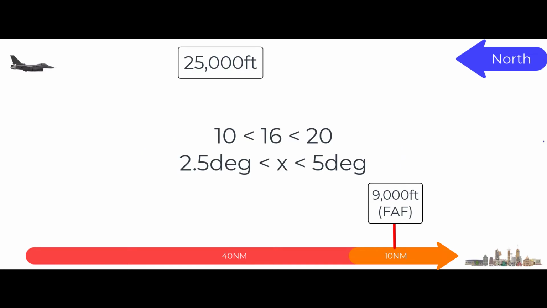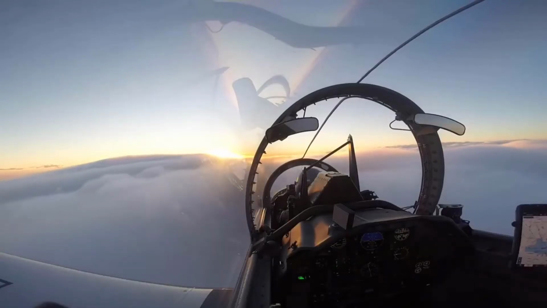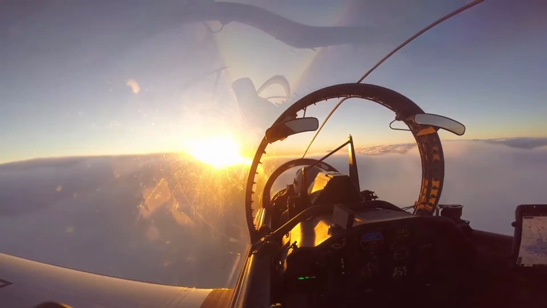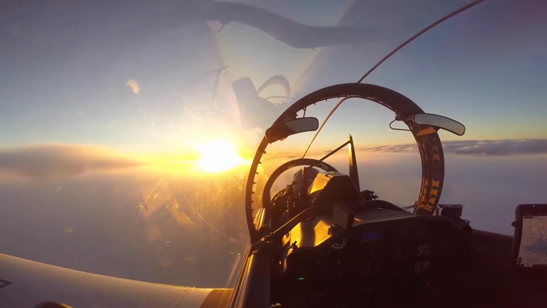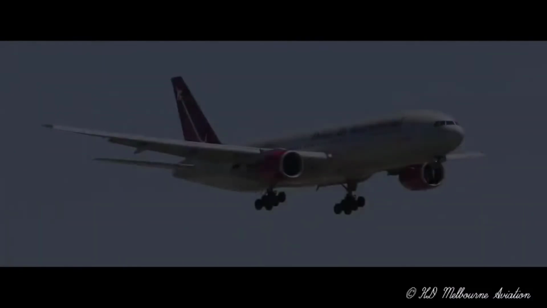So 16 should be somewhere in between. So let's give it about a 4 degree nose-low descent and then see how it works as we continuously update ourselves into the field. So everything we've discussed so far is what to do if you're directed to descend. Typically speaking, if fuel isn't a factor, you should just go ahead and comply with their instructions and calculate that efficient descent the way we already discussed.